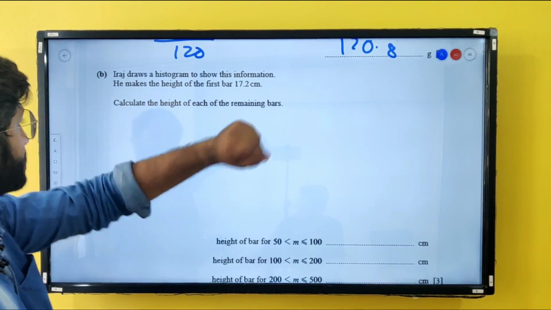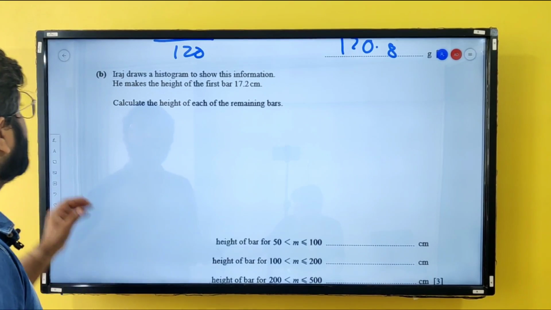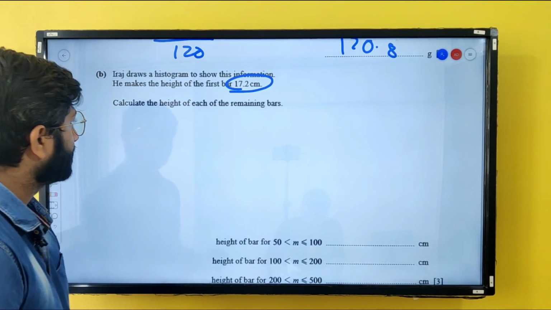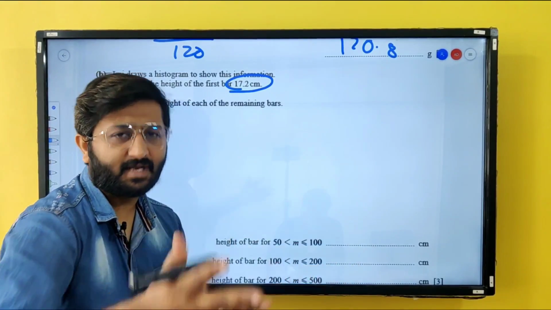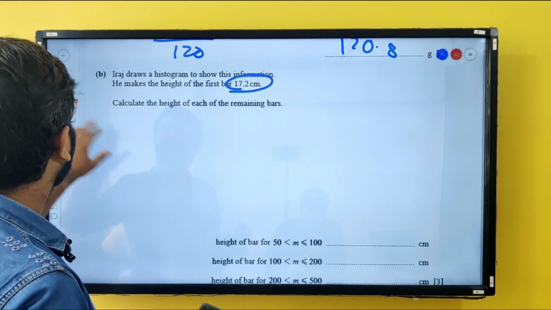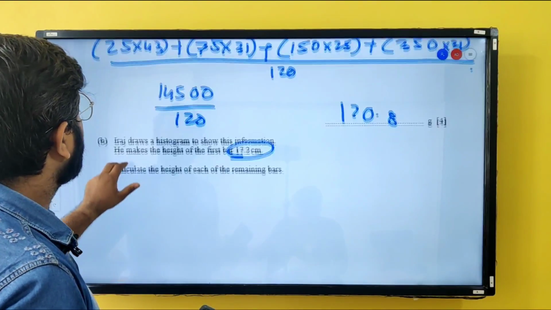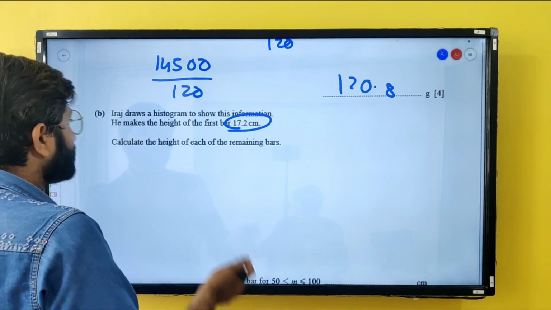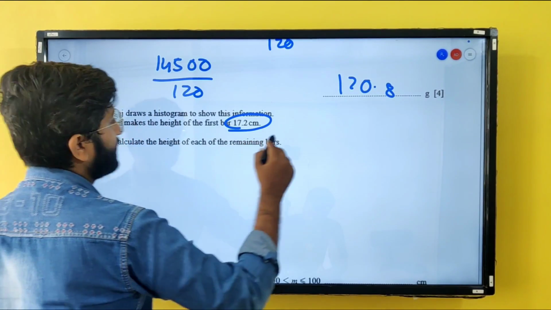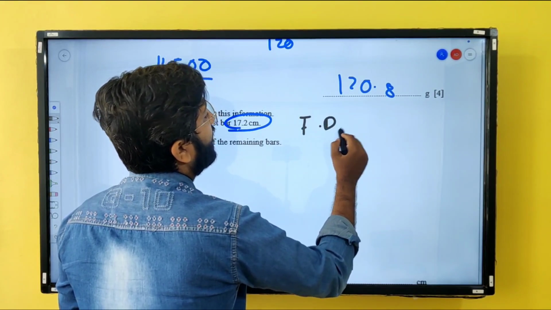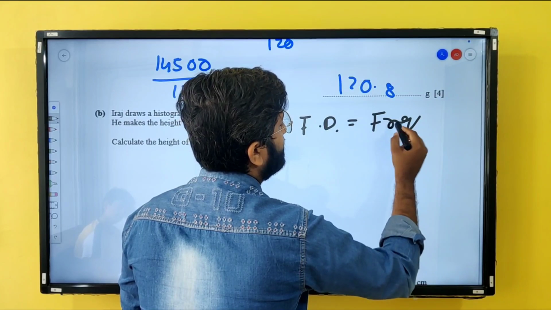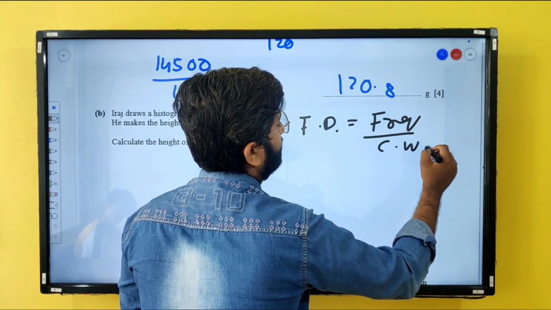Iraj draws a histogram to show this information. He makes the height of the first bar 17.2 centimeter. Calculate the height of each of the remaining bars. So for the first bar, he is making the height 17.2 centimeter. Now he is drawing a histogram. So for a histogram, what do we need? We need to find the frequency density. And what is frequency density? It is nothing but frequency upon class width.